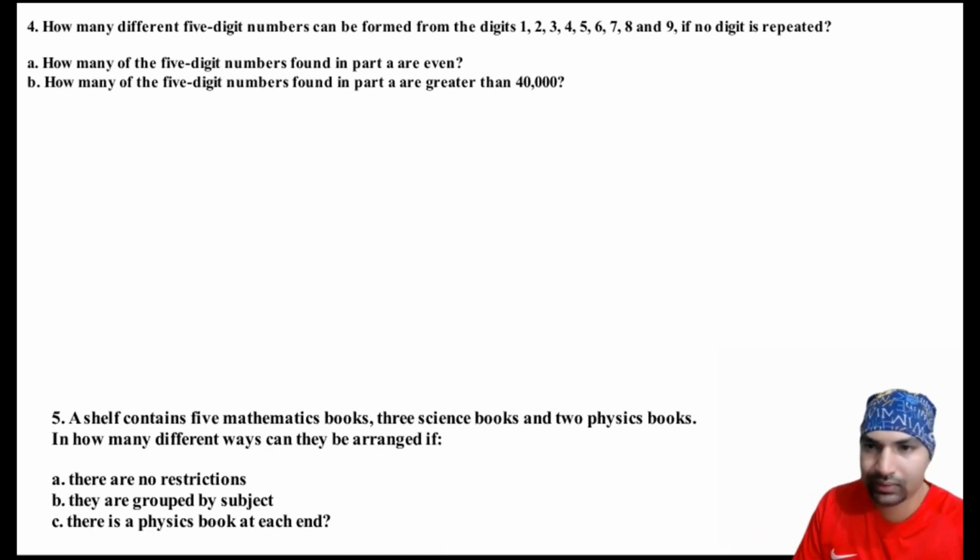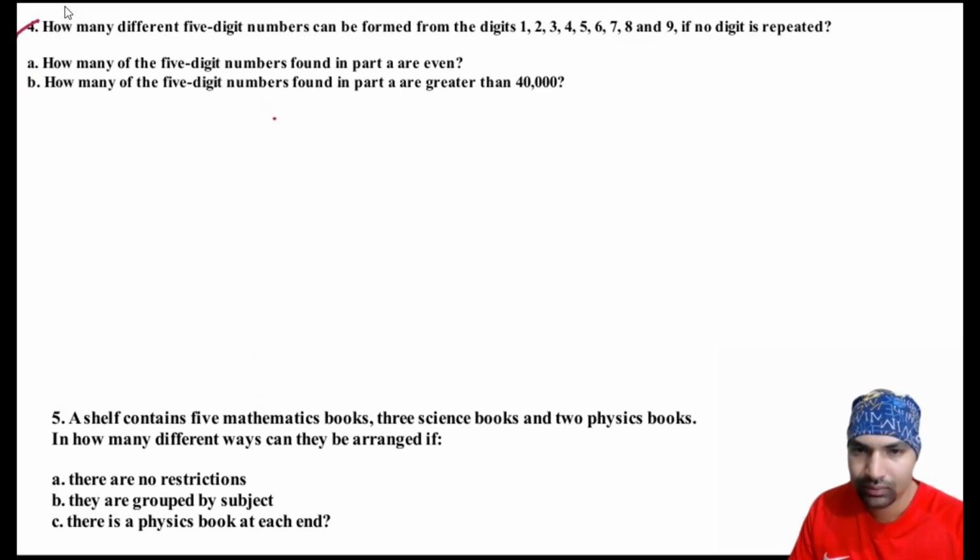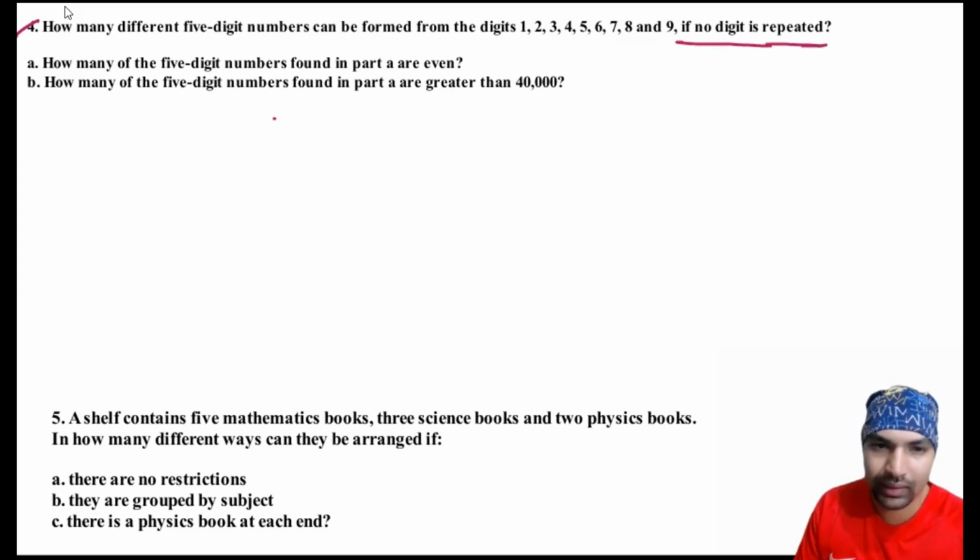Now moving on to the next concept question. How many different 5-digit numbers can be formed from the digits 1, 2, 3, 4, 5, 6, 7, 8, 9 if no digit is repeated? Okay, repetition is not allowed. Fine, and 9 digits are there. How many of the 5-digit numbers are even?